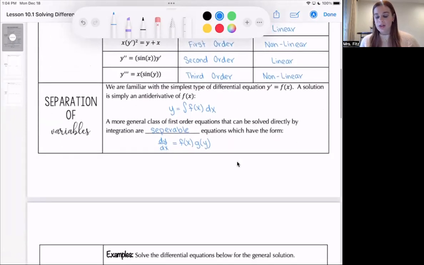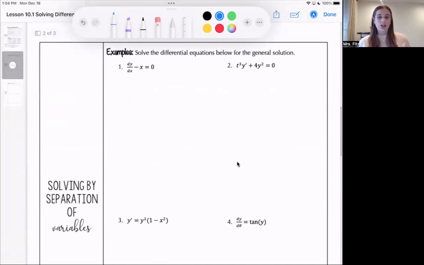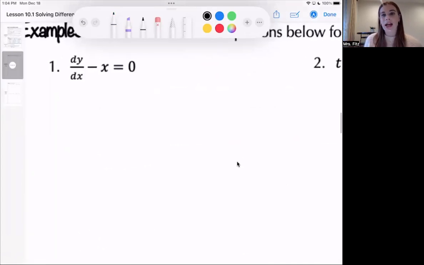All right. So the next piece of this, we're actually going to start solving some differential equations. And the way we're going to do this is by separating variables. Now, for this section, we're just finding the general solution, meaning we're not given an initial condition. So you should still have a constant, a c, constant of integration within your solution. Okay, so let's take a look at number 1. Our goal when solving differential equations is we want to get all the x's on one side and all the y's on the other. So first step I'm going to do is add x to both sides.